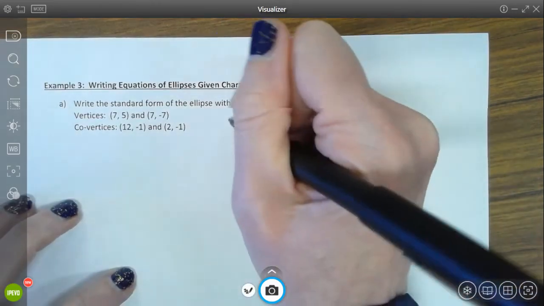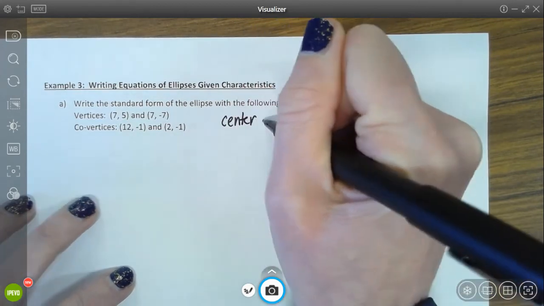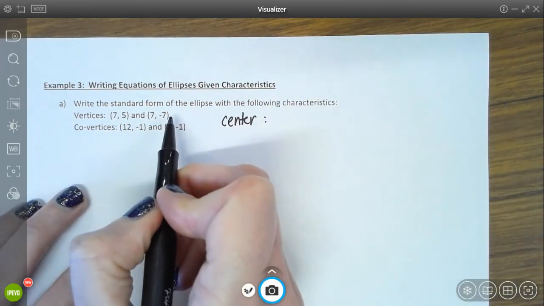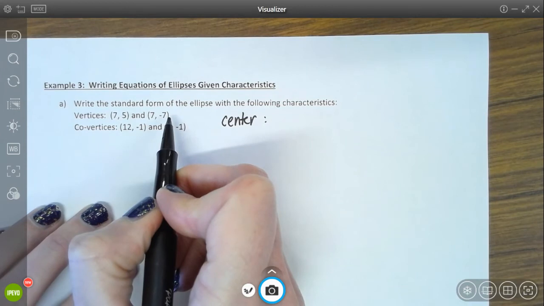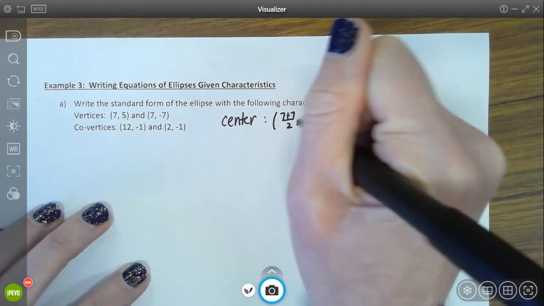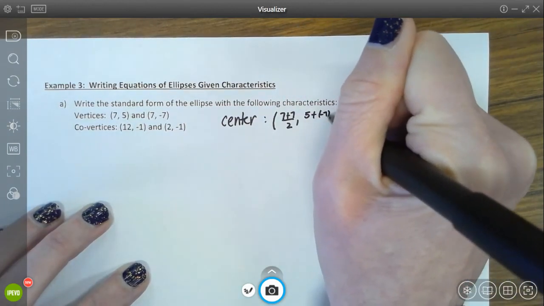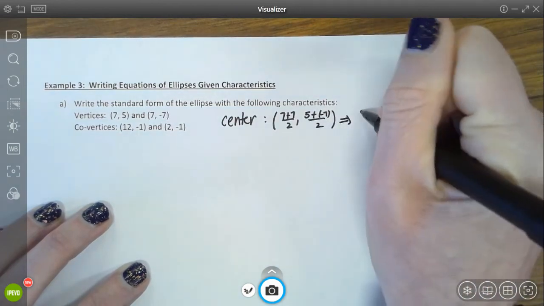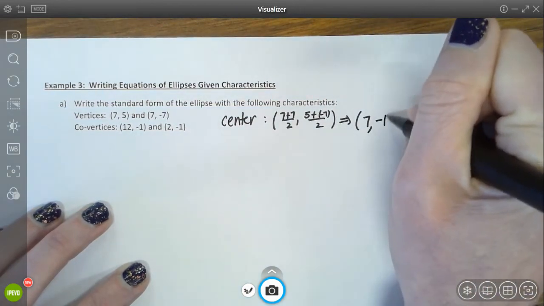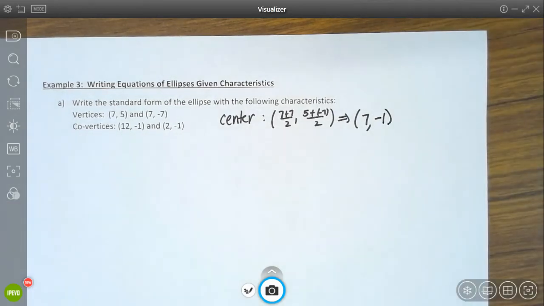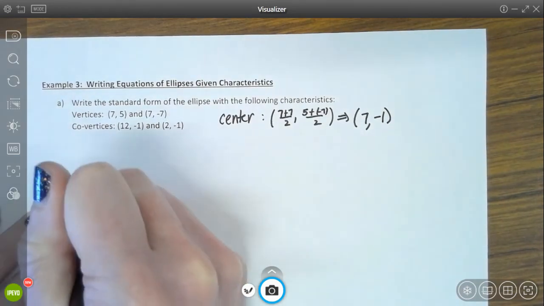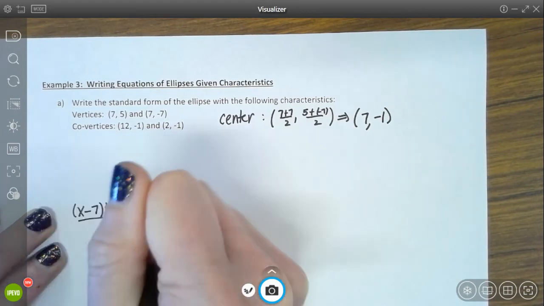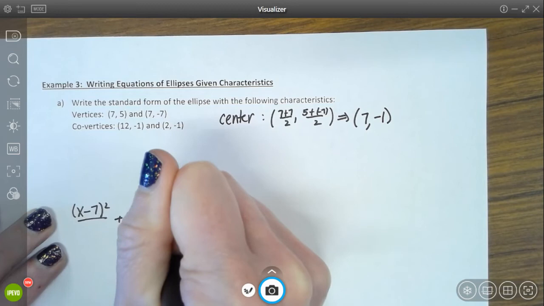So I'm going to go ahead and find my center for this first example by just finding the midpoint of my vertices. And again, the midpoint's just the average of those points, which means we're going to add our x's and divide by 2. And we're going to add our y's and divide by 2. So my center for this one's going to be at 7, -1. And the good news is that that's half of what I need to write my equation. So I'm going to start filling in my equation here.